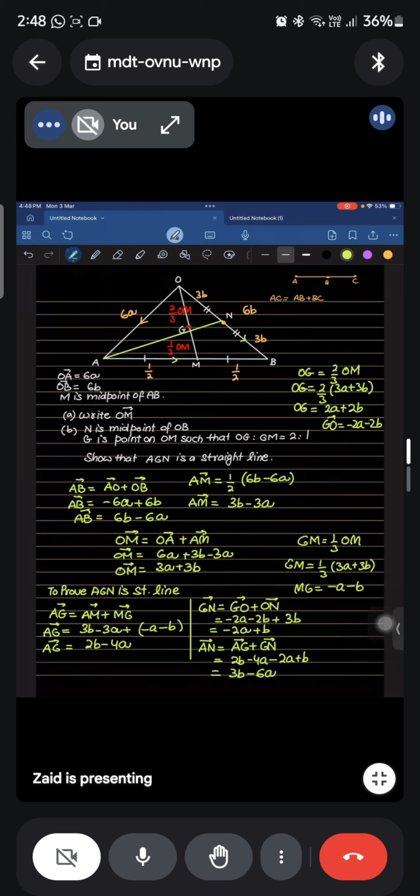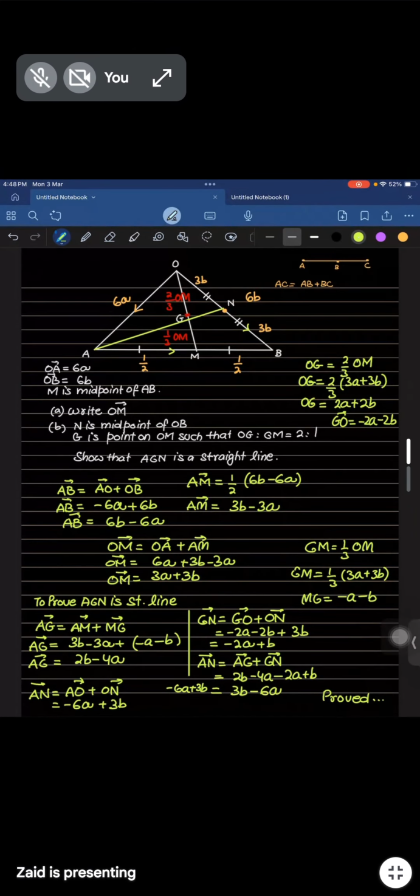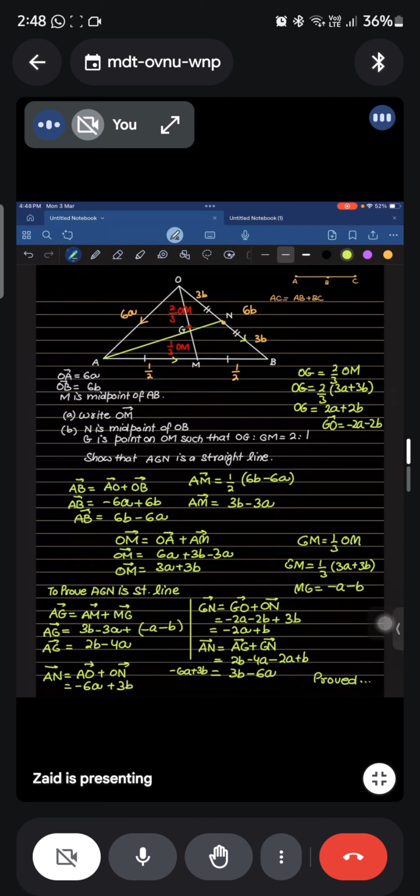Alright. And let us find the value of AN by another way as well. So AN can be AO plus ON. Isn't it? So AO is negative 6A, so it's negative 3. Okay, so it's proved. Will require practice. Okay? Will require practice. 2 or 3 more questions.